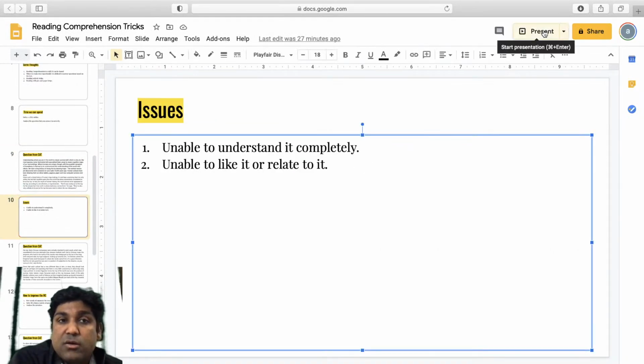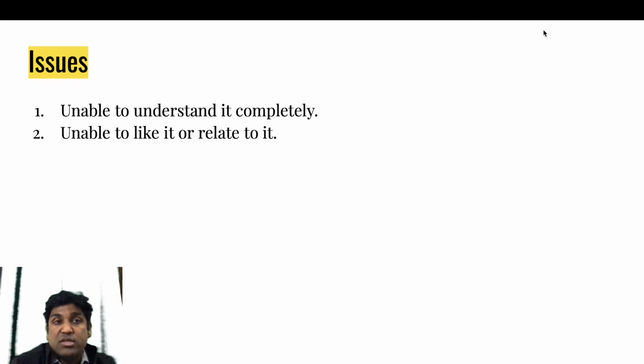Next point is what other issues we face when we are solving. We'll solve an RC question, and then we will ask if you have any doubts. People face issues where they are unable to understand the RC completely, unable to relate to it, and unable to like it, basically. This is an important problem, and please let me know if there are any other issues which you also face, such as being unable to understand whatever is written, or unable to relate to it.